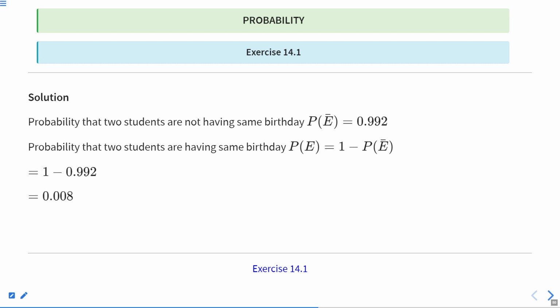Here the probability that 2 students are not having the same birthday, P of E bar, is equal to 0.992, and the probability that 2 students are having the same birthday, P of E, is equal to 1 minus P of E bar. So P of E is equal to 1 minus 0.992, and this is equal to 0.008. So the probability that 2 students are having the same birthday is equal to 0.008.